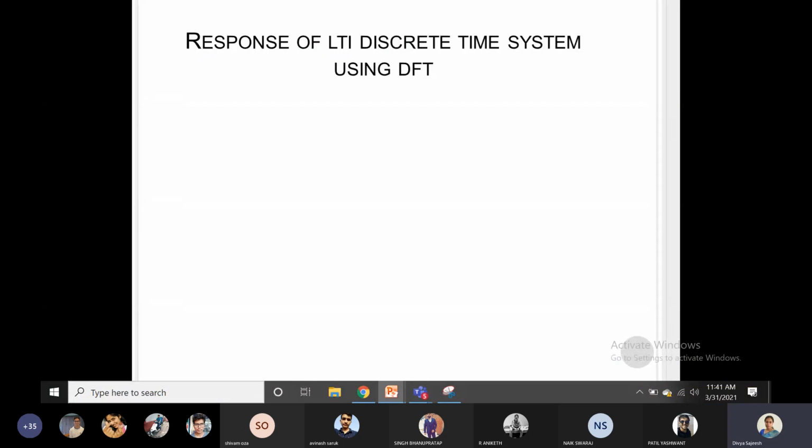So let us see the response of the linear time invariant discrete time system using the DFT, if the input as well as the impulse response of the system is given to you. This you have learned earlier in the first chapter itself. Impulse response means if I give an impulse input to the system, then the response of the system is known as impulse response. Such an impulse response of the system is noted and given as a reference.